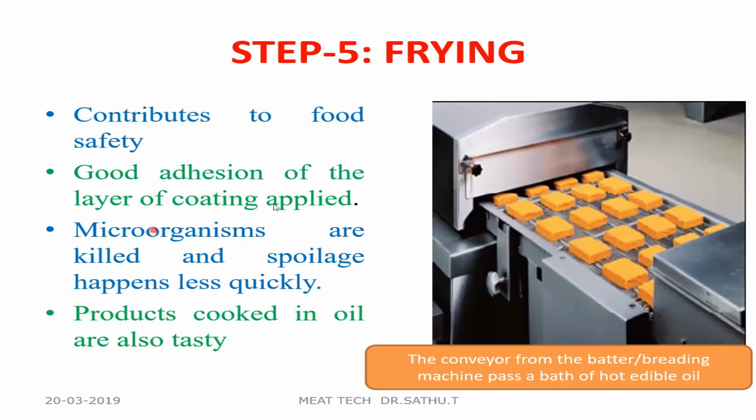Good addition of layers of coatings applied. So the different layers we applied will be coated better. Microorganisms are killed and spoilage happens less quickly. Products cooked in oil are also tasty. So here, after the breading, it goes through the conveyor. You can see this is the conveyor. The conveyor from the batter or breading machine passes through a path of hot edible oil. So this will fall into the hot edible oil and get fried.